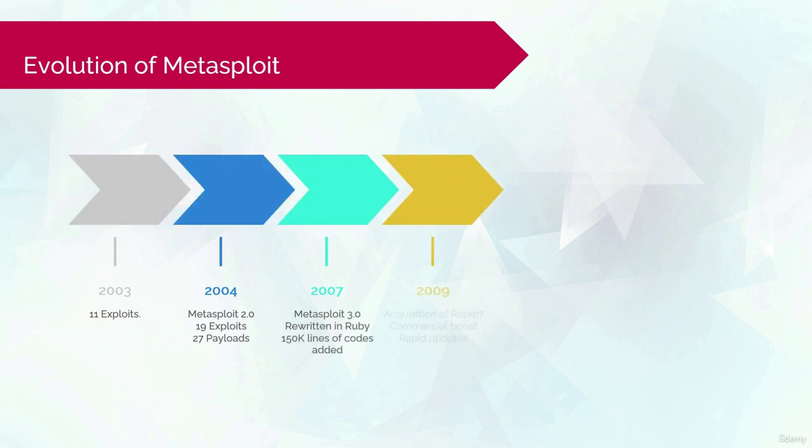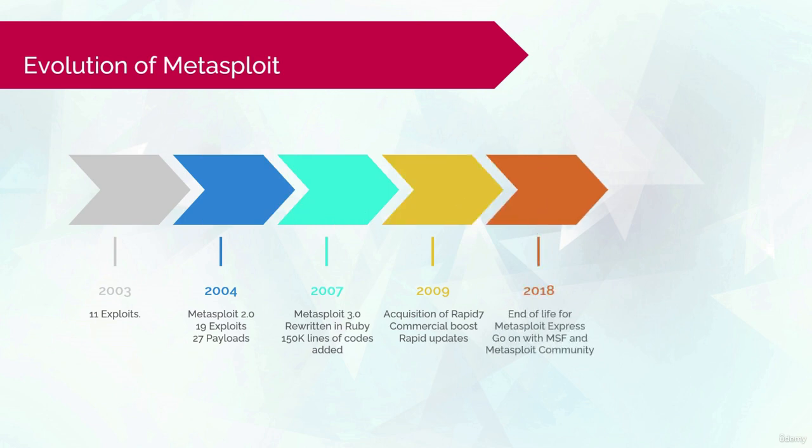In the fall of 2009, Metasploit was acquired by Rapid7, which allowed HD to build a team to focus only on the development of the Metasploit framework. After the acquisition, updates have occurred more rapidly. Then Rapid7 released 2 commercial products based on the Metasploit framework, Metasploit Express and Metasploit Pro. Metasploit Express was a lighter version of the Metasploit Pro. But for this version, Rapid7 announced the end of life on June 4th, 2018.